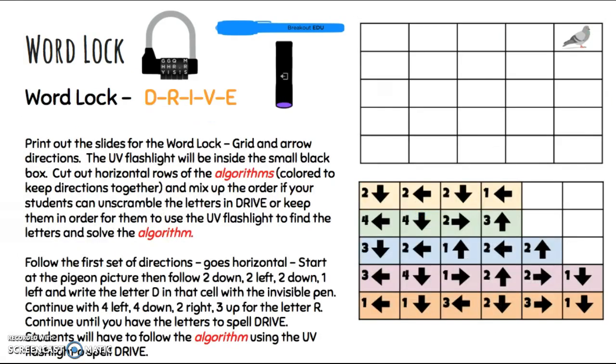For the word lock, the word drive, once again, you can do this digitally or have it printed out and put next to the directions put there. So they have to start at the pigeon and follow 2 down, 2 over, 2 down, 1 left. And if they use the UV flashlight, they should find the letter D there. It should spell the word drive. They can throw in other letters onto this chart if you would like to kind of do like a red herring.